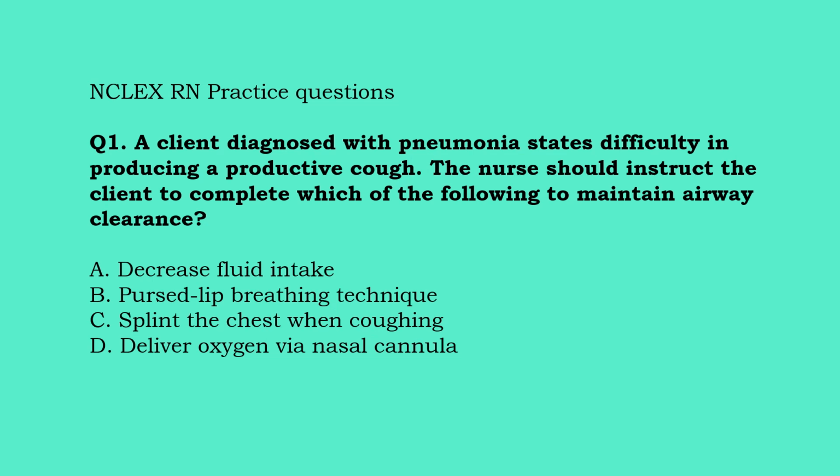NCLEX-RN Practice Questions. Question 1. A client diagnosed with pneumonia states difficulty in producing a productive cough. The nurse should instruct the client to complete which of the following to maintain airway clearance? A. Decrease fluid intake. B. Pursed lip breathing technique. C. Splint the chest when coughing. D. Deliver oxygen via nasal cannula.